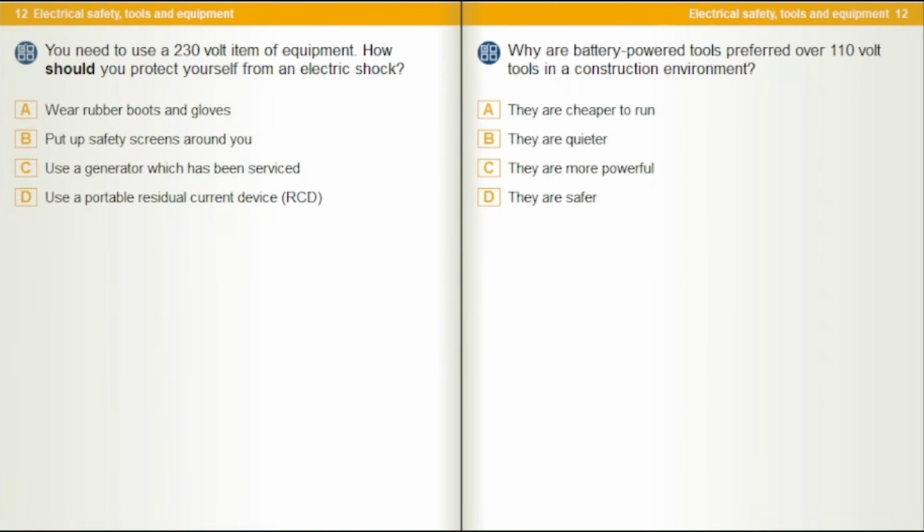Why are battery-powered tools preferred over 110-volt tools in a construction environment? They are cheaper to run. They are quieter. They are more powerful. They are safer.